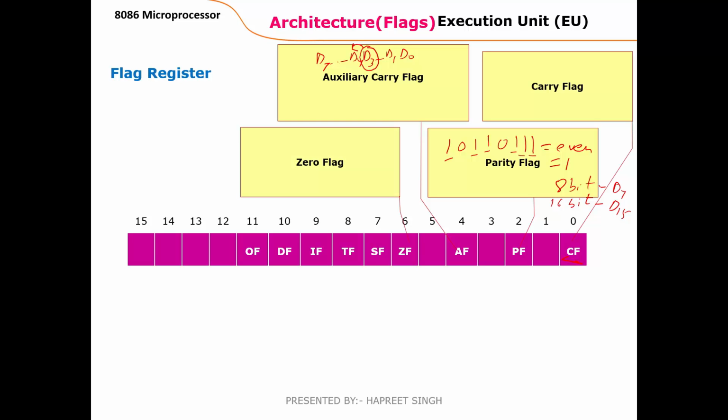Next one is zero flag. This flag is set if the result of the computation or comparison performed by the instruction is 0. Next one is sign flag. It is set if the most significant bit of the result is 1. So we are using the sign flag in case of signed operation. This flag is set when the result of any computation is negative.